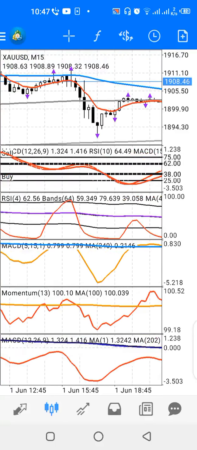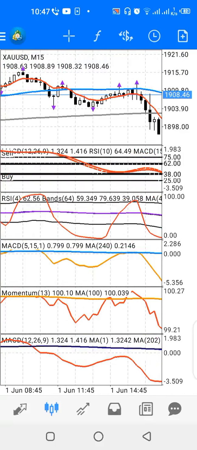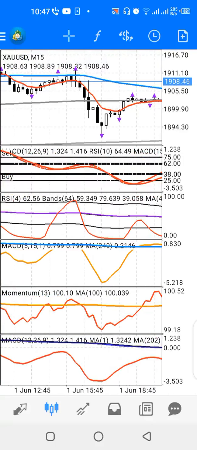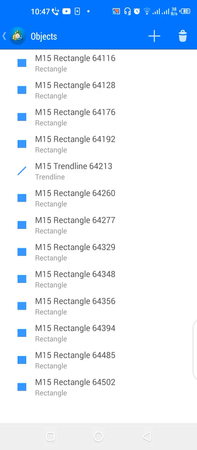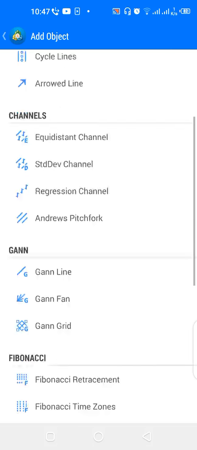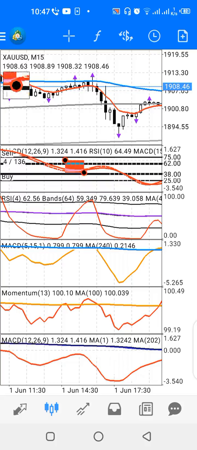Okay, so for the main window, we have discussed how you can use the main window. Now let's look at how you can use indicator window 1. This is our indicator window 1.